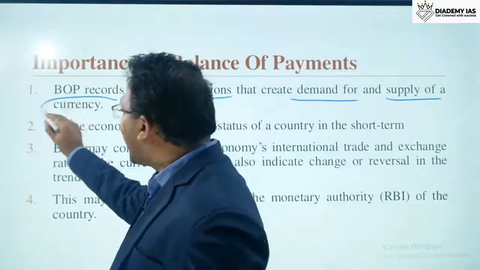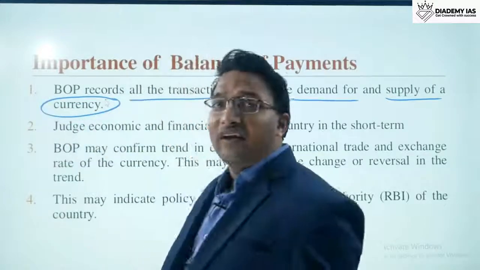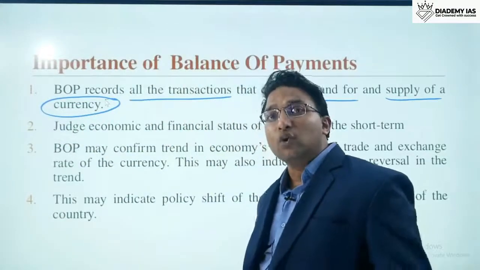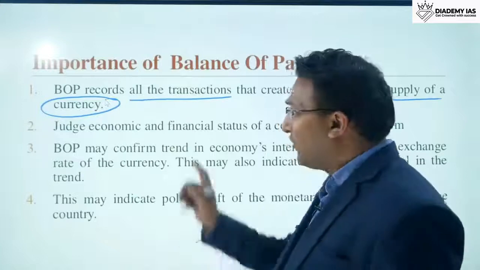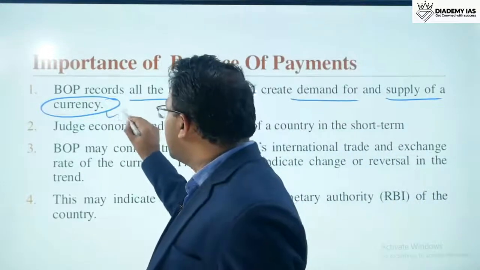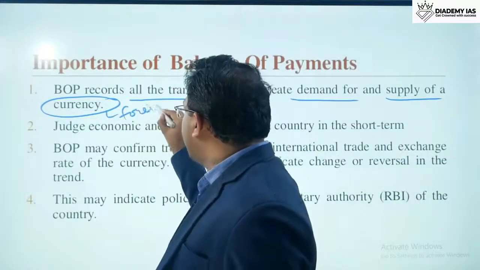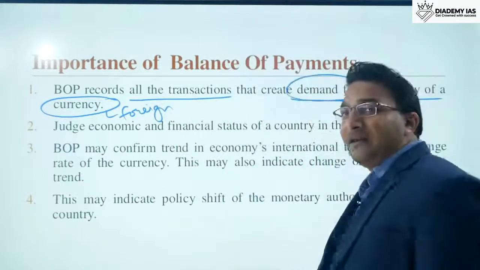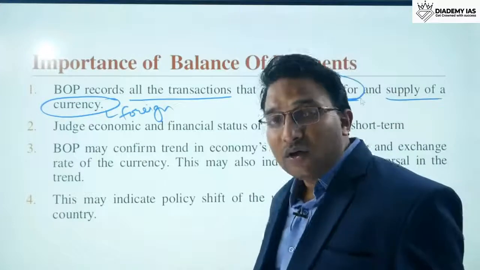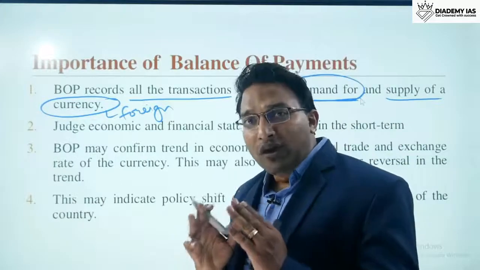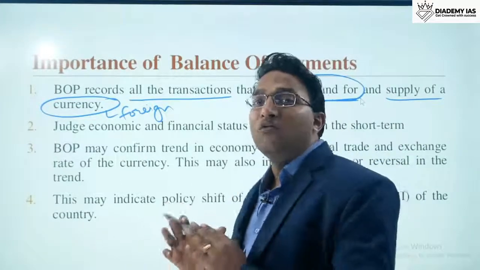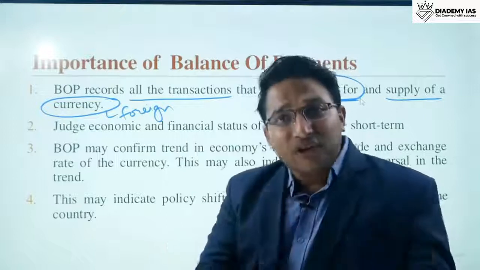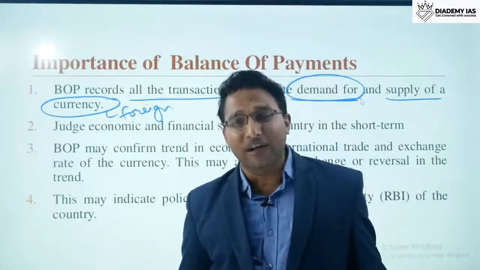So we can actually see from where the currency is coming and to where the foreign currency is going. Here the currency basically means foreign currency, right? The demand for foreign currency arises because of the import. If we know how much the import is, we can plan that in the next 1 year, how much currency do we need?